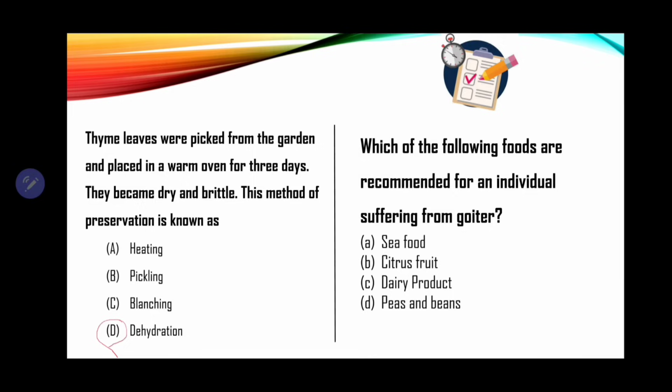Now, the correct answer here is A, which is seafood, right? Now, seafood is rich in iodine.